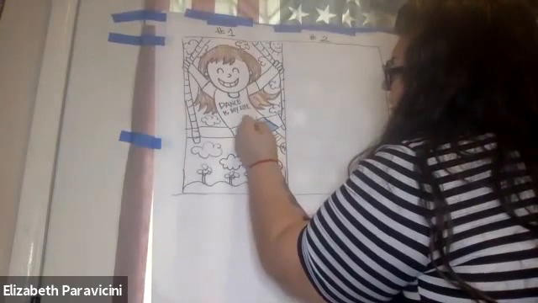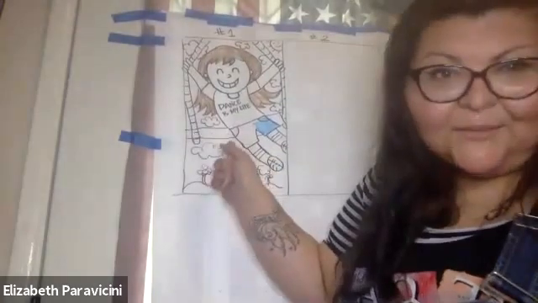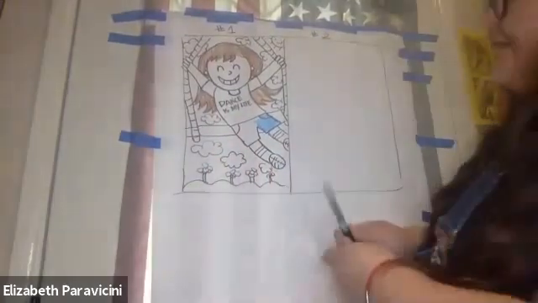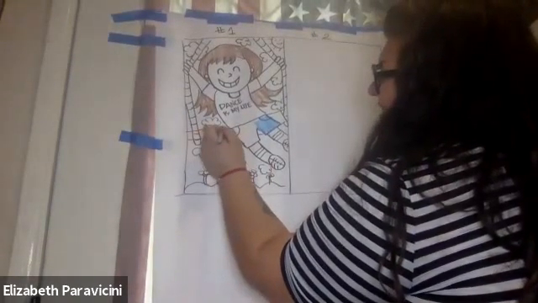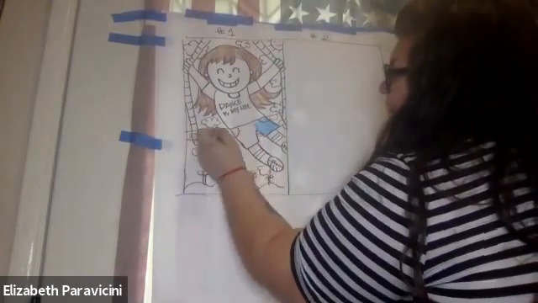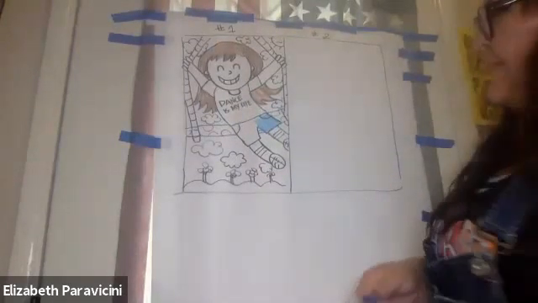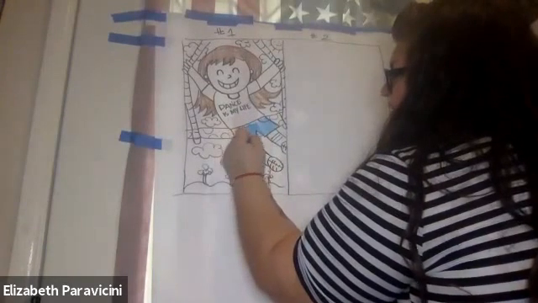Add any other detail that you want. Remember, get creative. For example, for the bottom of the swing, you can add a pattern, you can add a design. Like if I want to do polka dots on my swing here on the bottom, I could do polka dots. I'm going to add polka dots just to make it a little different, just like that. And then I'm going to finish coloring this in and let's see what the finished product looks like.